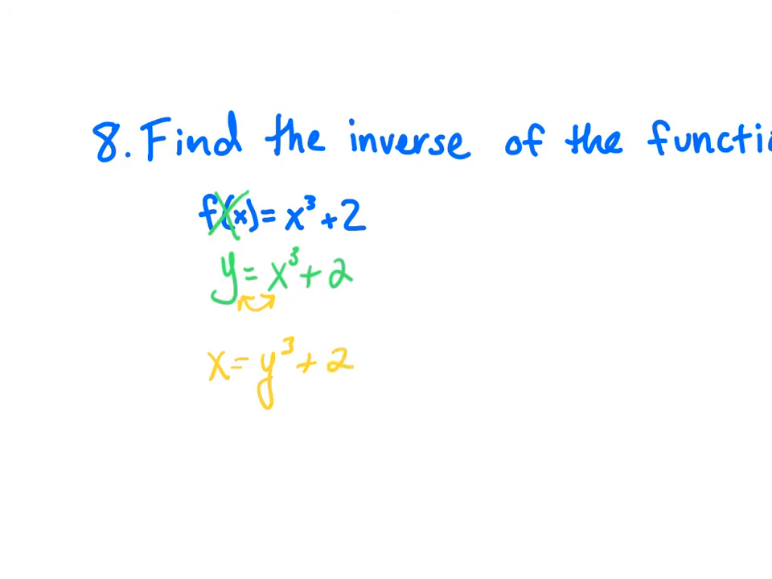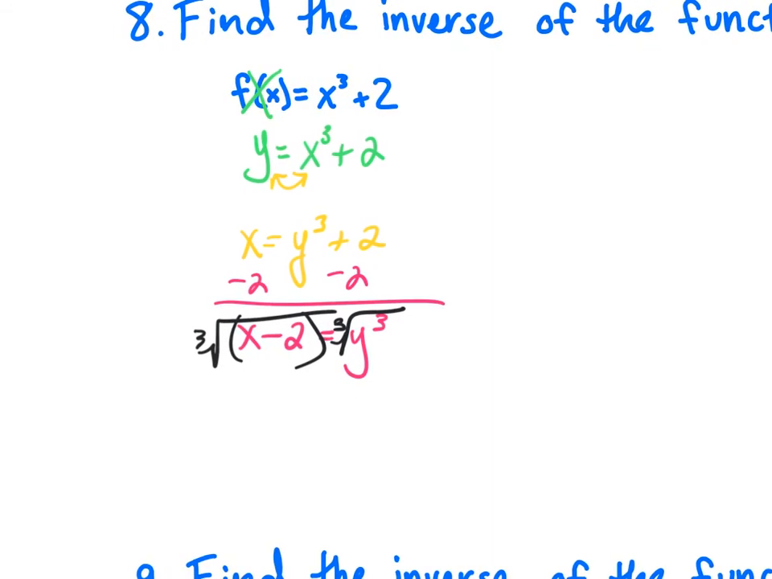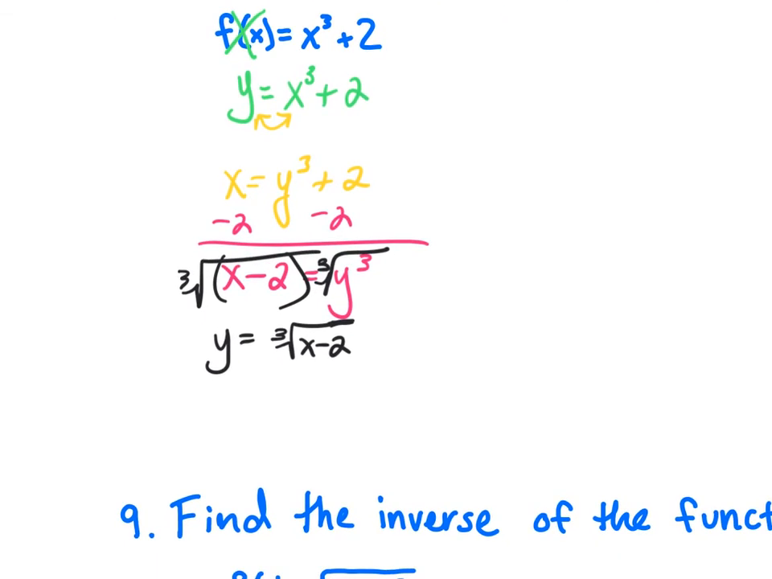And now we're going to just solve for y. So I'm going to subtract 2 from both sides. I get x minus 2 equals y cubed. In order to get y cubed, the cube to cancel out, I'm going to take the cube root. And what you do to one side, you do to the other. So you end up with y equals the cube root of x minus 2. And in order to write your answer correctly, we have to write it in inverse notation. So I would have f negative 1 of x equals the cube root of x minus 2.